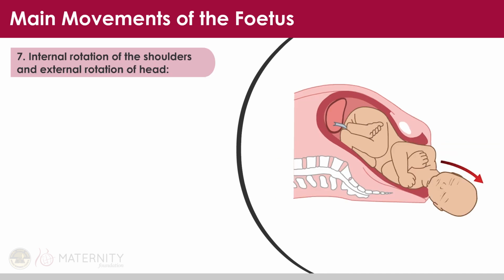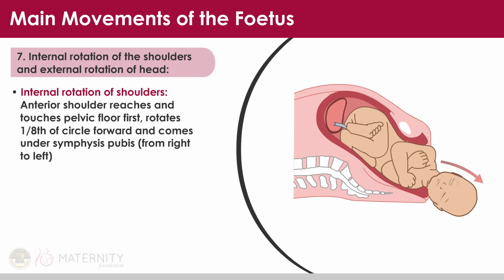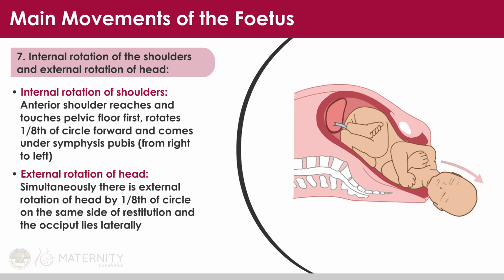Internal rotation of the shoulders and external rotation of head. Internal rotation of shoulders: the anterior shoulder reaches and touches the pelvic floor first, rotates 1/8 of a circle forward and comes under the symphysis pubis from right to left. External rotation of head: simultaneously, there is external rotation of the head by 1/8 of a circle on the same side of restitution and the occiput lies laterally.